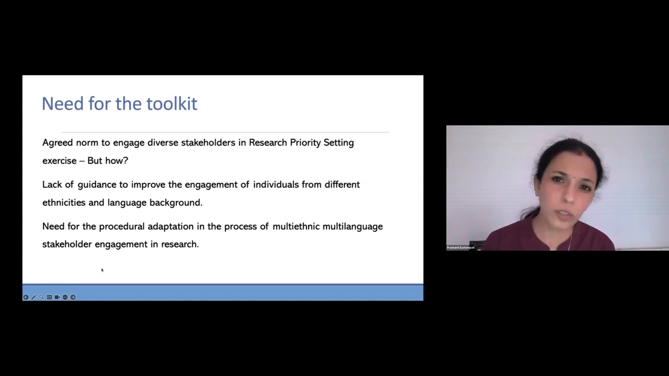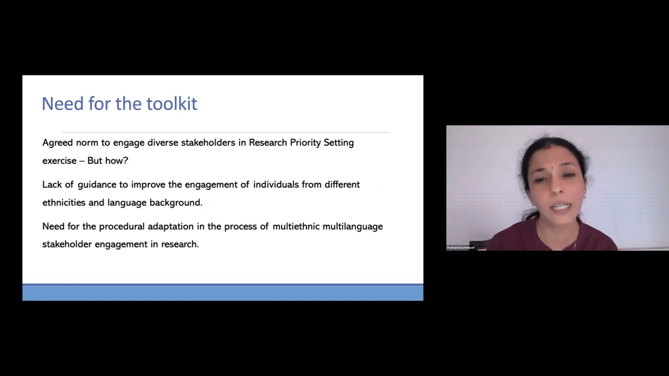Now, do we really need a toolkit as such? I think the answer is yes, because there is an agreed norm to engage diverse stakeholders in research priority setting exercise, but how exactly to do it is not very clearly mentioned in literature. So we have shared later on a QR code where we have our paper, where we mentioned the other toolkits which are similar to this, but not exactly including individuals from different ethnicities, and especially not including language as a background. There is a need for procedural adaptation in the process of multi-ethnic, multi-language stakeholder engagement in research, and this justifies the need for such a toolkit.